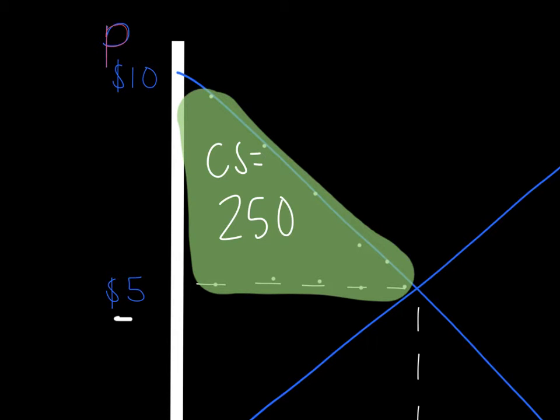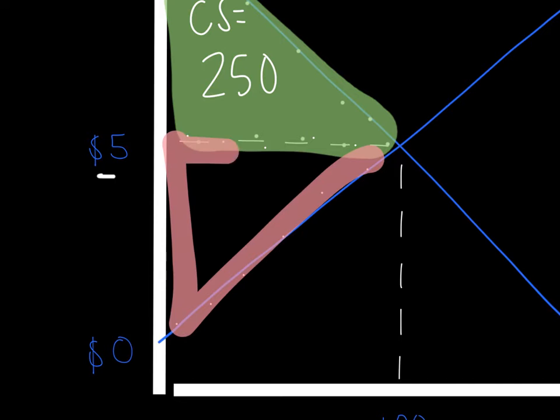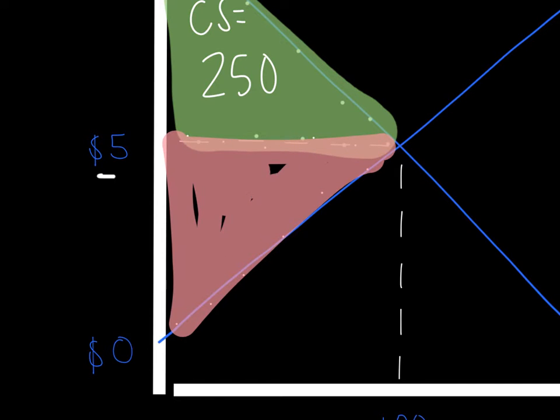And you're going to want to do the same thing for your producer surplus. The area you're going to have is right here. So this is willing to sell for, did sell for, willing to sell for, did sell for. Then you're going to take this and highlight the little area. This is where your producer surplus is.